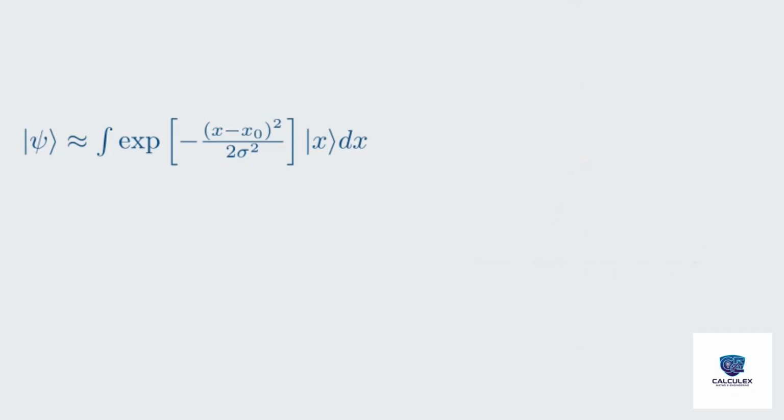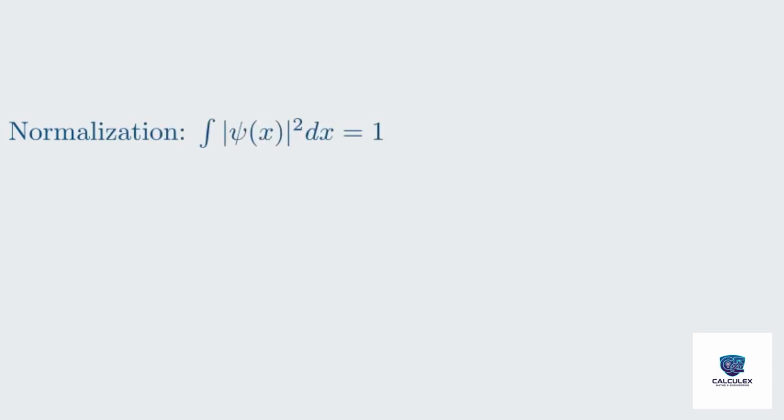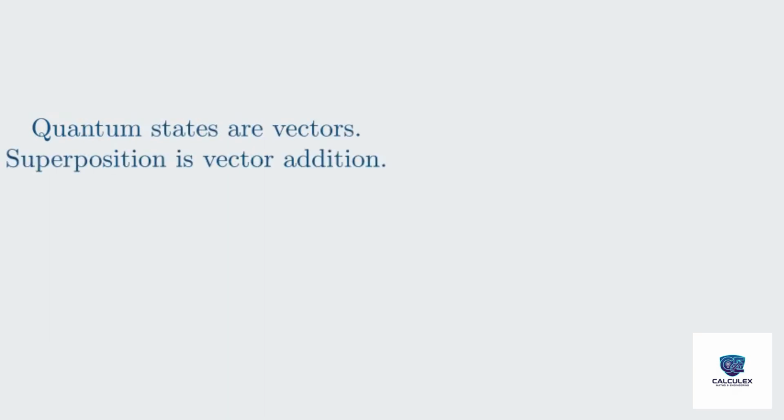The normalization condition for this continuous case is that the integral of the magnitude squared of psi(x) over all space must equal 1. This ensures the total probability of finding the particle somewhere is 1. So, we've seen that quantum states are just vectors, whether in 2 dimensions or infinite dimensions. The weird part, superposition, is just the familiar concept of vector addition.